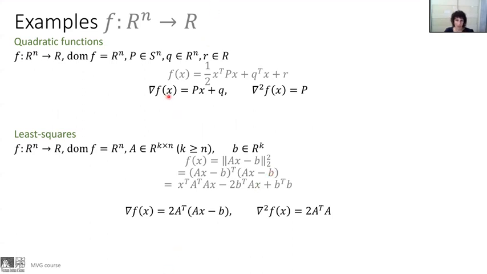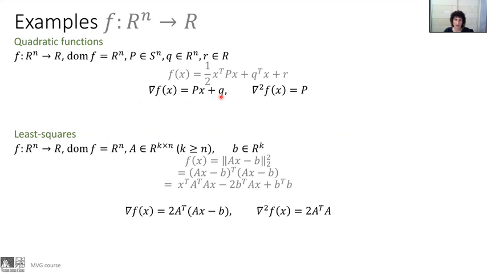Here we have what we had before, just in more elaborate form. This is a convex function under the constraint that P is PSD. And since this is a convex function, when do we obtain the global minimizer? When the gradient is zero. When the gradient, which is written here, is zero.